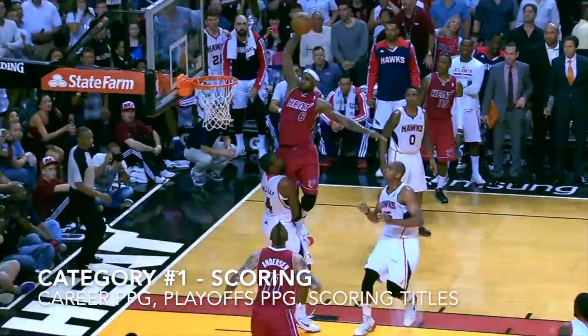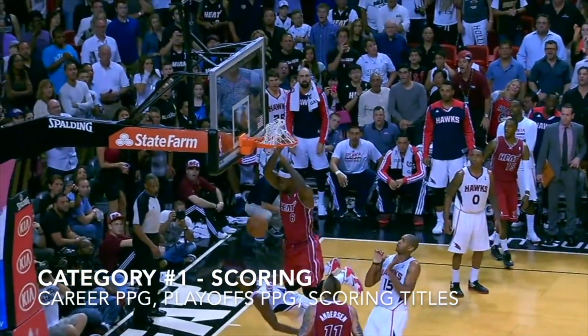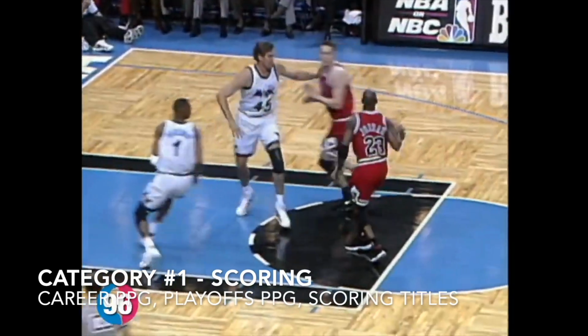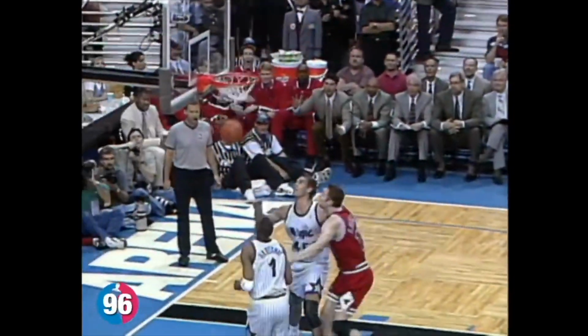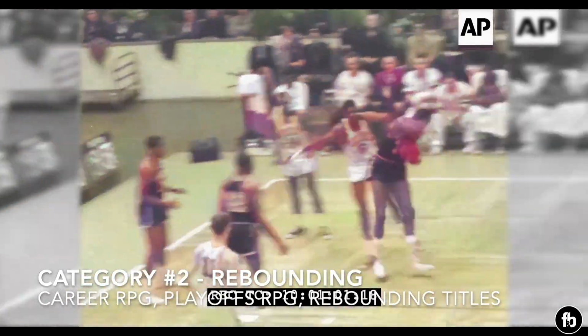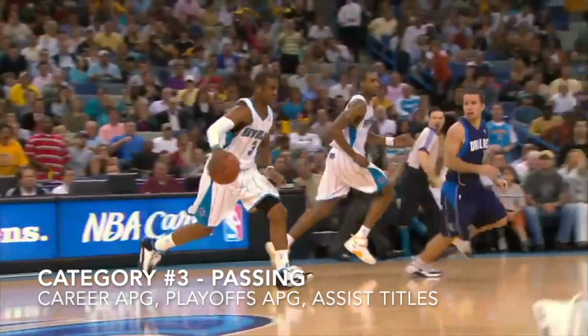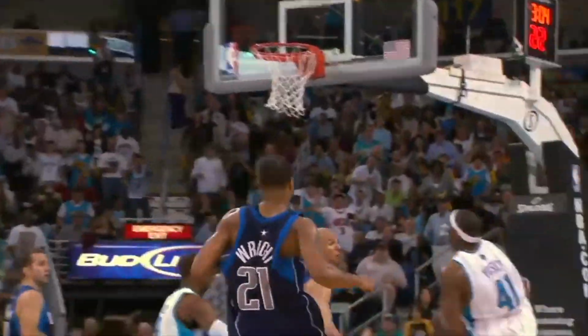I'll be using 6 different metrics to compare each player. The first category is scoring. This category will be defined by each player's career points per game, peak points per game both in the regular season and playoffs, and number of scoring titles. Rebounding. This category will be defined by each player's career rebounds per game, peak rebounds per game both in the regular season and playoffs, and number of rebounding titles. Passing. This category will be defined by each player's career assists per game, peak assists per game both regular season and playoffs, and number of assist titles.